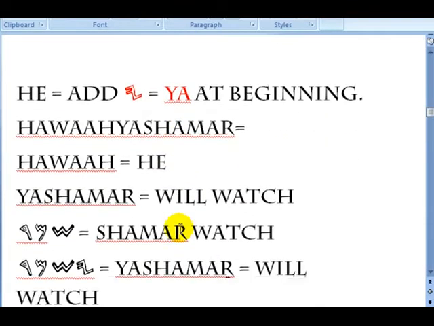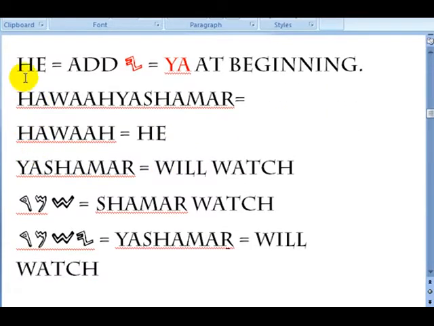Alright, the next one is he. So he, you will add a ya at the beginning of the word. Hawa'a ya shamar. Hawa'a is he, ya shamar will watch. Alright, he will watch. Shamar is watch. Ya shamar is will watch. This is the future tense of saying it.